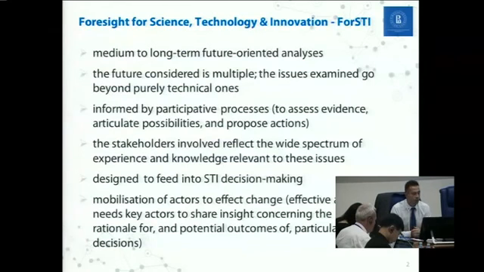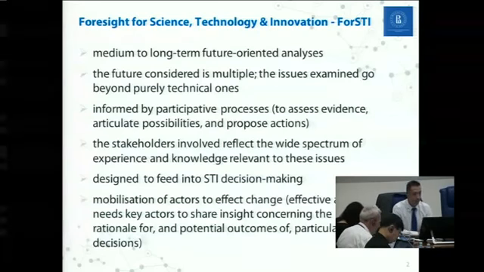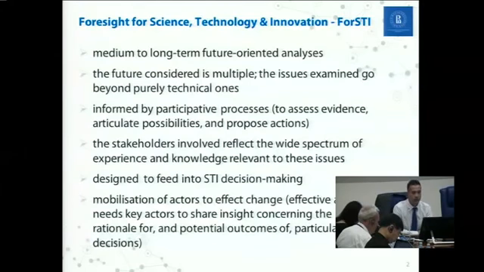It is mainly informed by a participative process, and this participative process helps to assess evidence, articulate future possibilities, and propose actions. There are a number of stakeholders engaged in the process, because stakeholder engagement is an essential part of the foresight process. It's not an isolated activity, it is an interactive activity where we bring together all different parties with a wide spectrum of experience and knowledge, as well as authority to do things, to implement things, and to start actions.